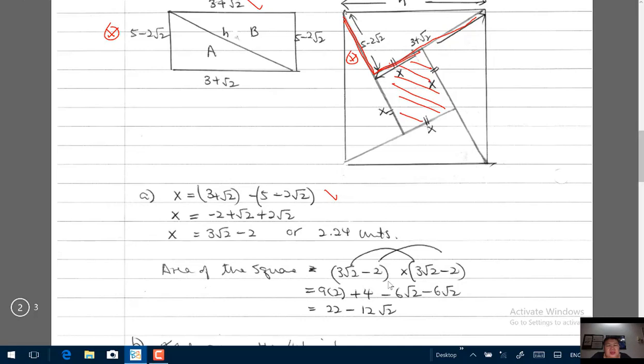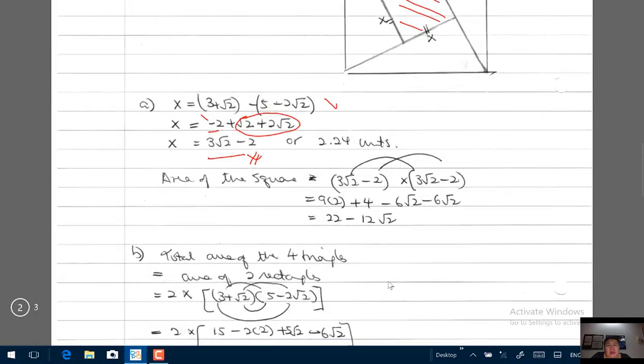So 3 minus 5 is negative 2. Root 2 minus 2 root 2 will be 3 root 2. So you have 3 root 2 minus 2. You can leave your answer in surds, that's fine. You don't have to use the 2.24 units. In an exam question, if they're silent, you can use either. If they say simplify it to an exact value, then you will have to use 3 root 2 minus 2 units.